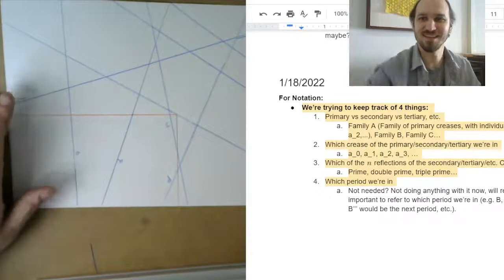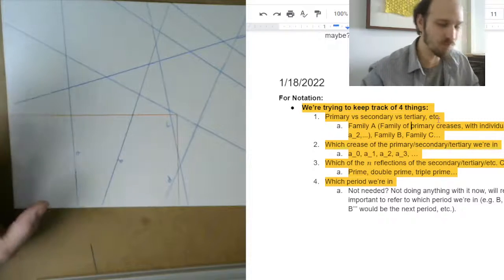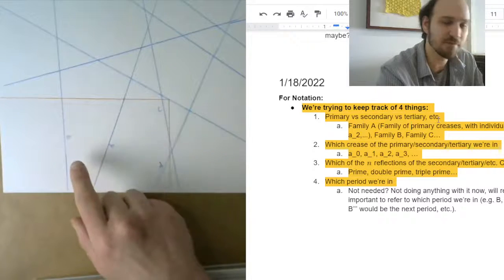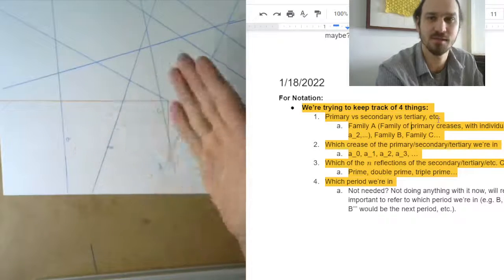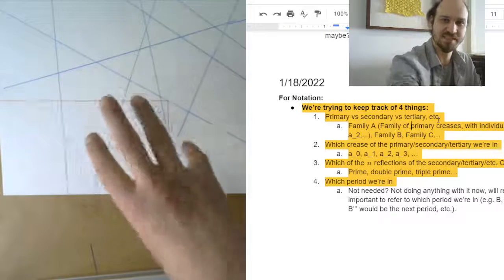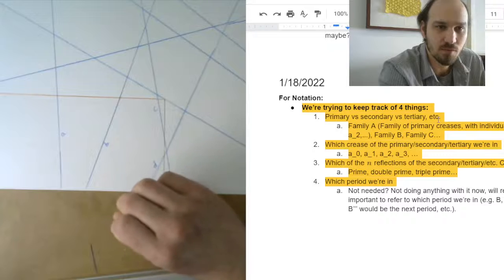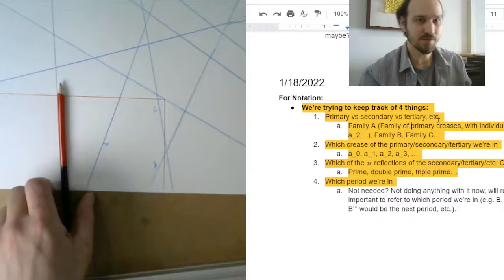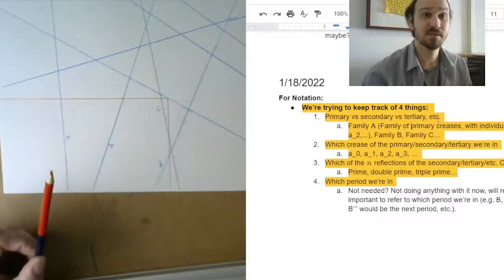So, every crease in this region, for the notation system, we need to be able to define every crease as a primary crease, a secondary crease, or a tertiary crease, etc. So there needs to be an axis of kind of detail level. Right, we were calling these a family of creases. So these primary creases, that one, that one, that one, and that one, would be a family of creases.